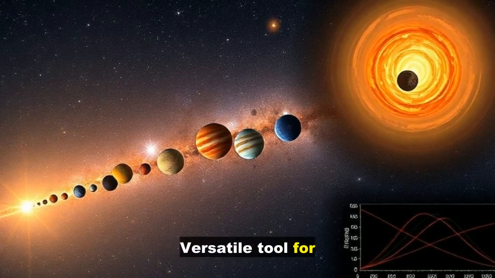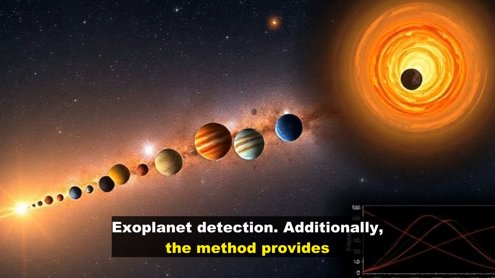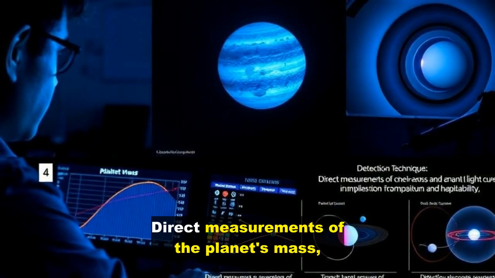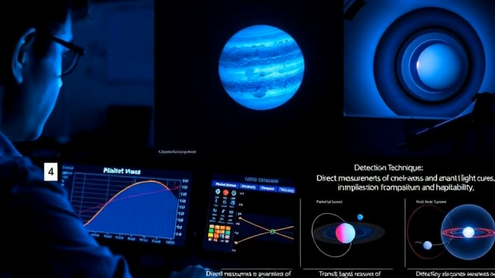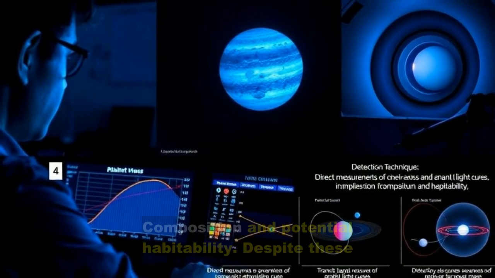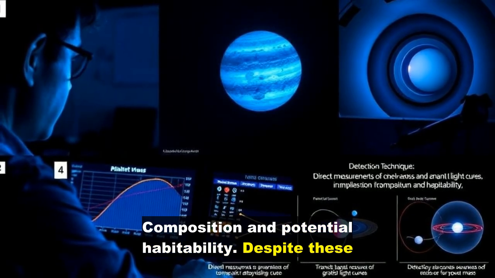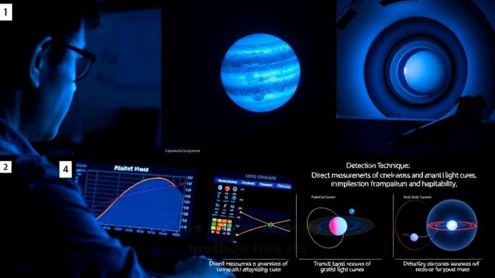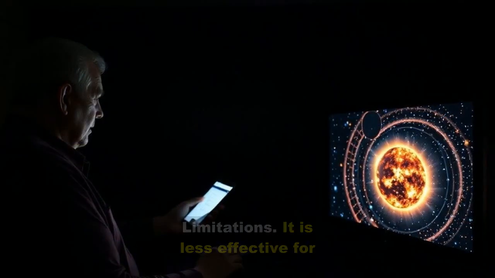This makes it a versatile tool for exoplanet detection. Additionally, the method provides direct measurements of the planet's mass, which is crucial for understanding its composition and potential habitability. Despite these advantages, the radial velocity method has its limitations.